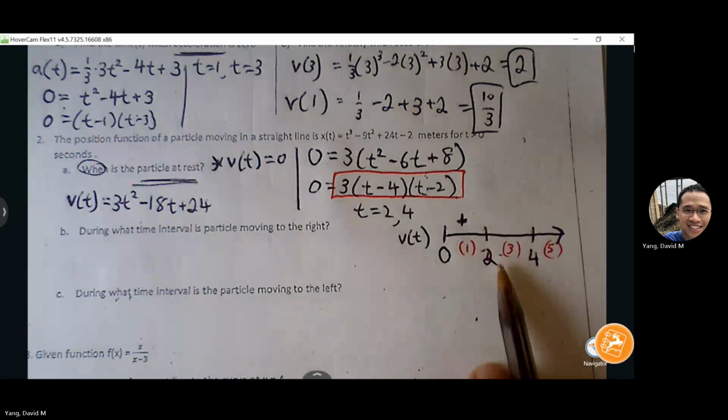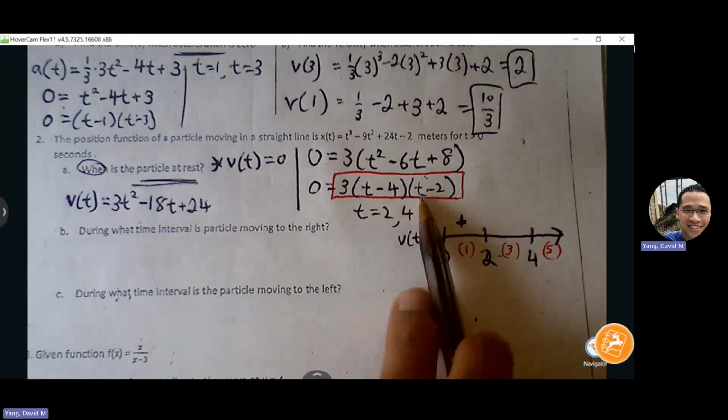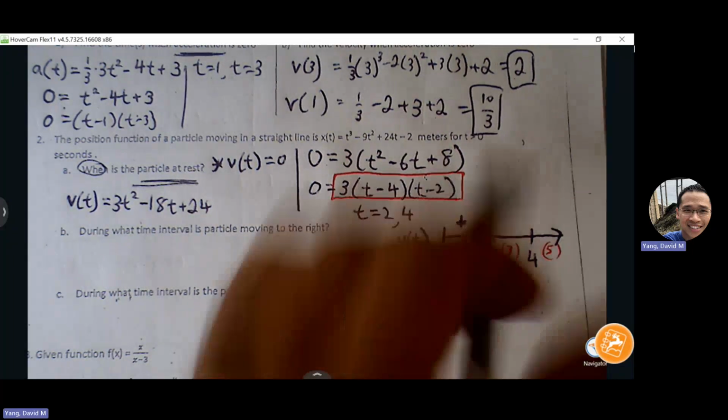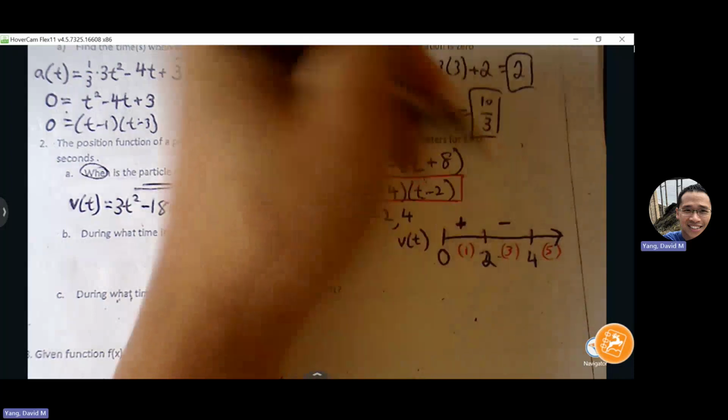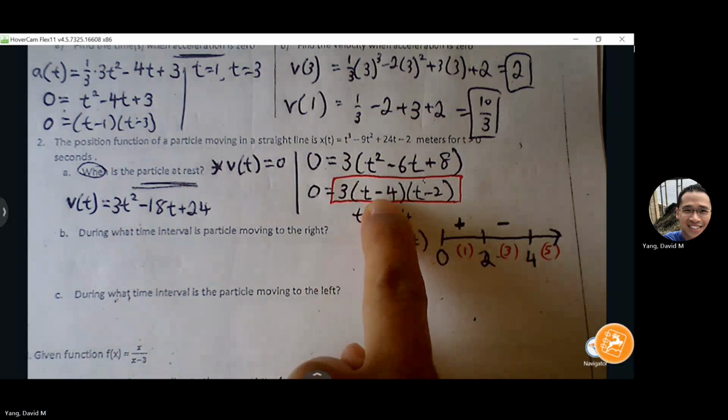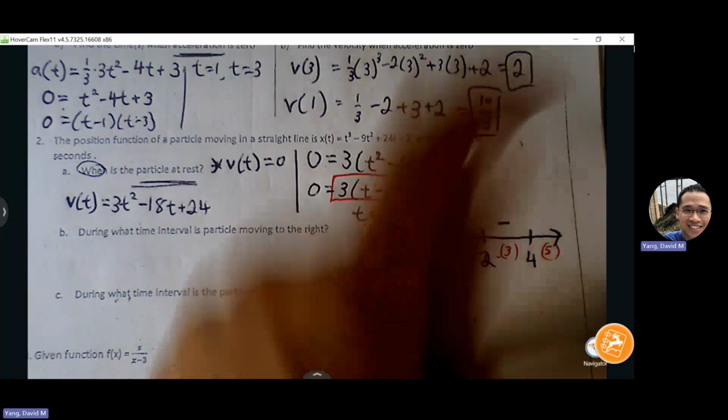Okay. If I plug 3 in, 3 minus 4 is negative. 3 minus 2 is positive. Negative times positive is negative. So there's a change in direction here. And then if I plug in 5, positive, positive.